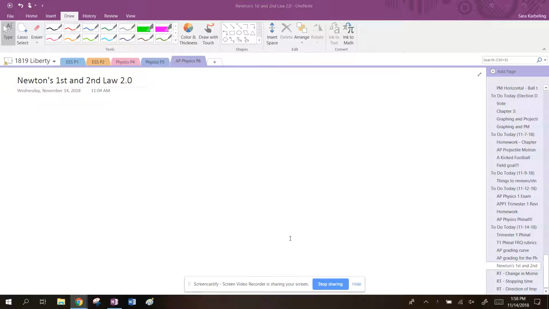We are starting a unit. I don't know if this is 4 or 7 or 23, whatever. We're going to start a new unit. This unit's got some other terms in it, but for now I'm just going to call it Newton's first and second law 2.0.